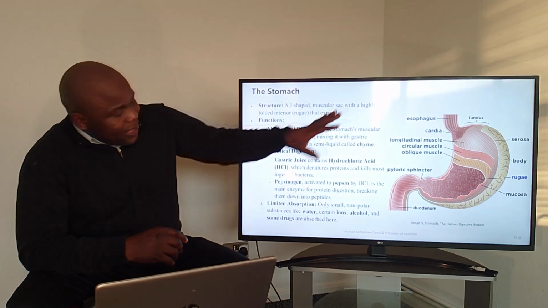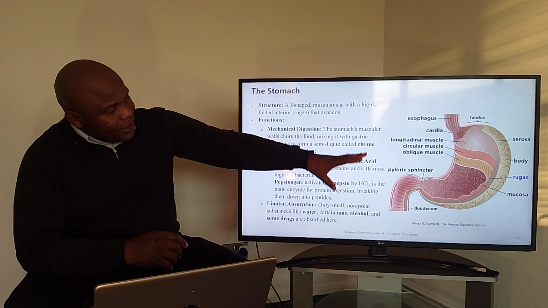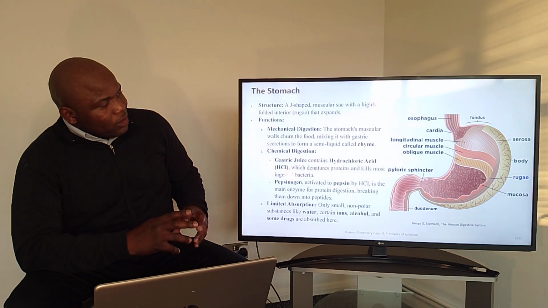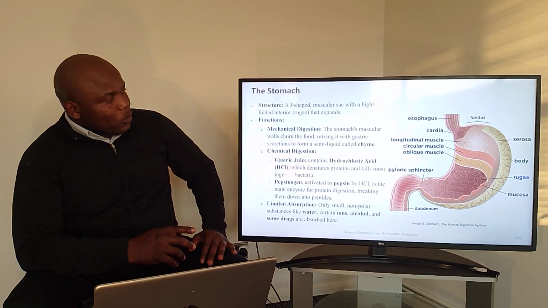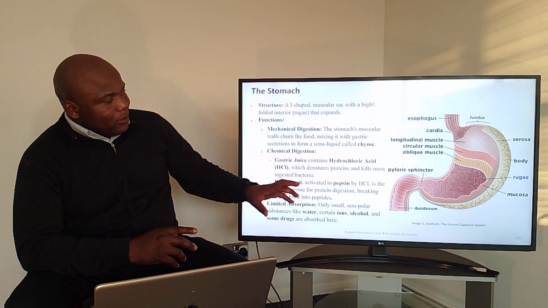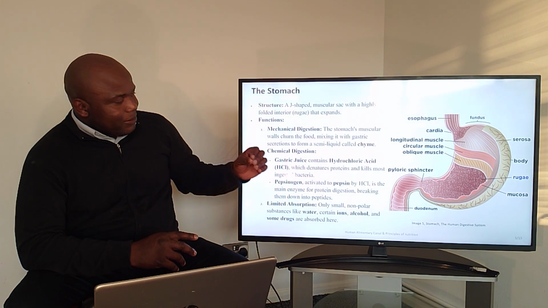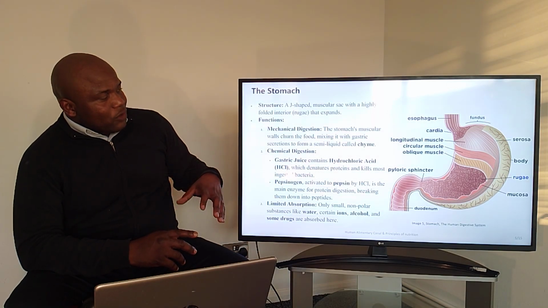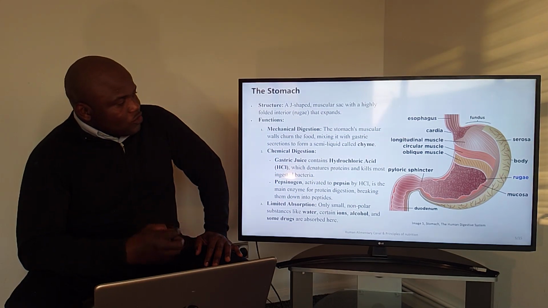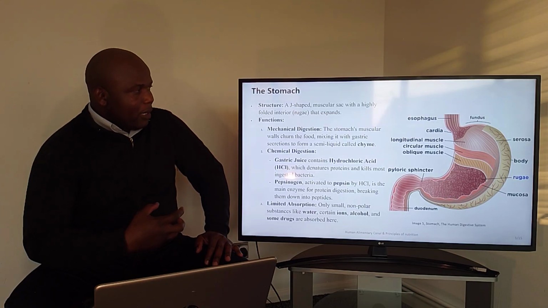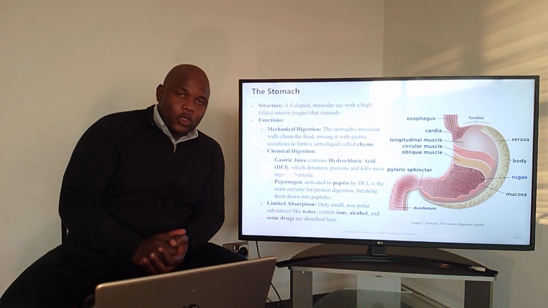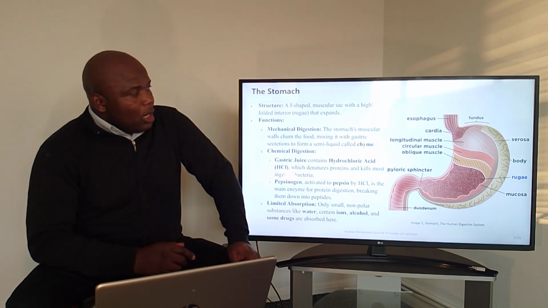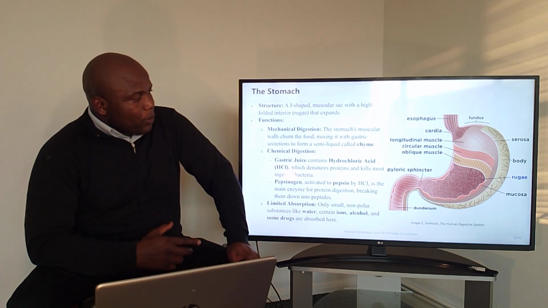But in the entirety of it, we notice our stomach is a J-shaped muscular sac that has a highly folded interior, which we'll expand on as we go. Within the stomach, we've got mechanical digestion and chemical digestion, and the surface of the stomach allows for gastric juices and hydrochloric acid to come out. We will zoom in on the histology of the stomach, and we can tell how it protects itself from autodigestion.